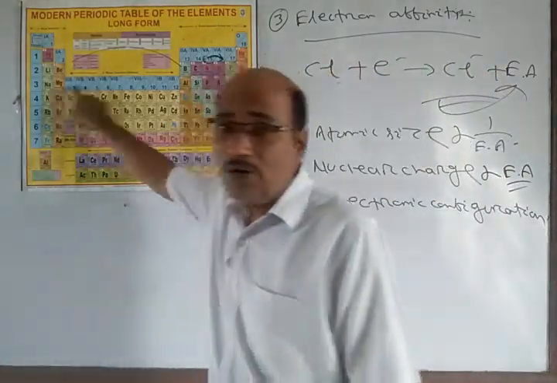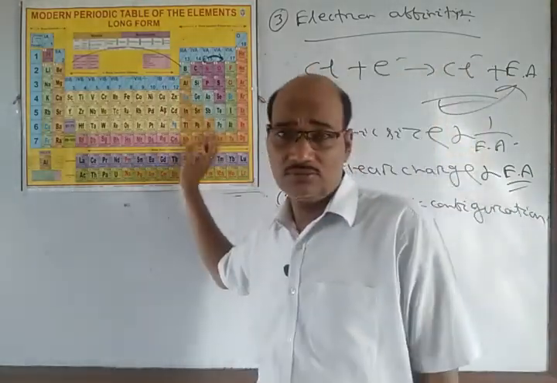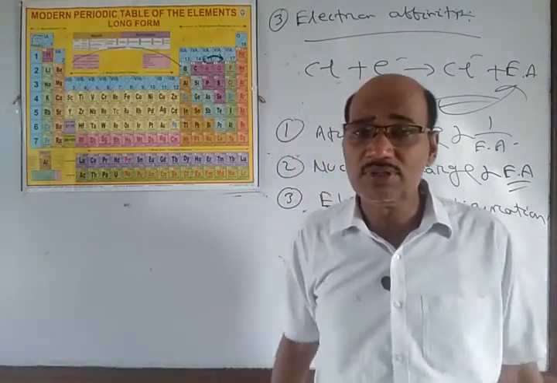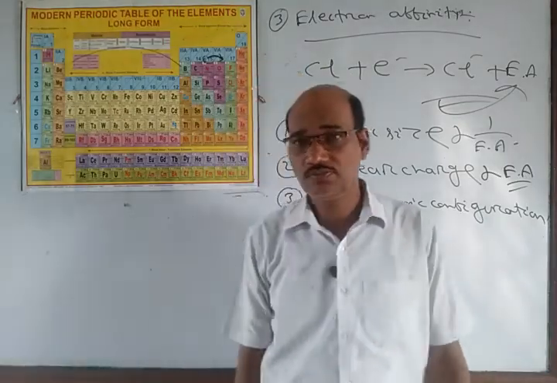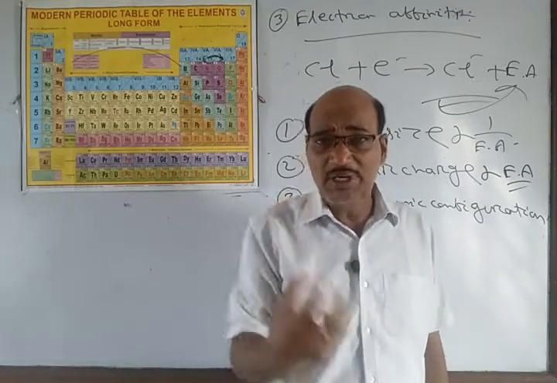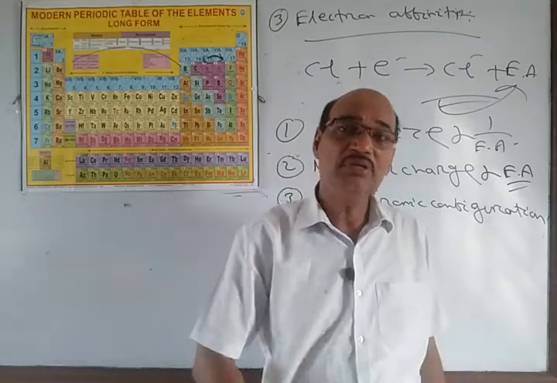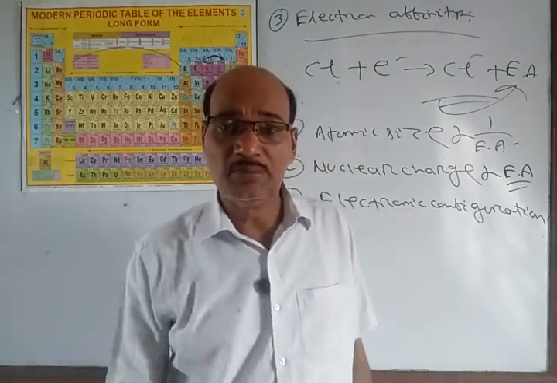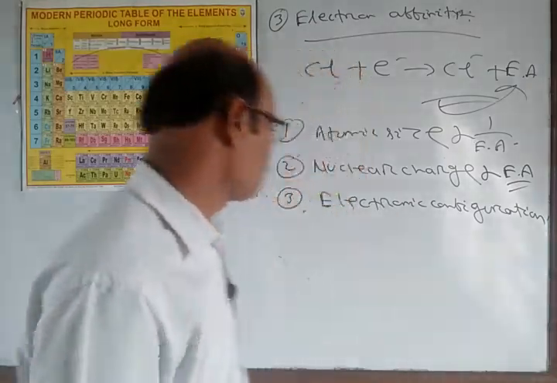Now, if you move in a period from left to right, the atomic size decreases and the nuclear charge increases. So the nucleus will have a greater force of attraction on the valence shell. As soon as you add an electron, immediately it will take it and a large amount of energy will be released. That is why the electron affinity goes on increasing along a period from left to right.